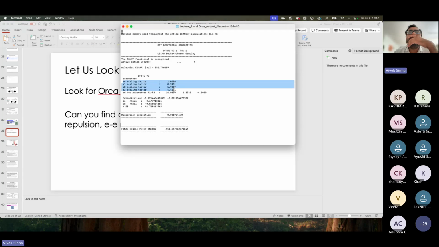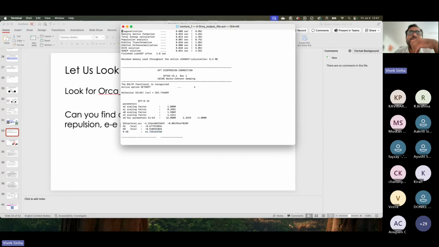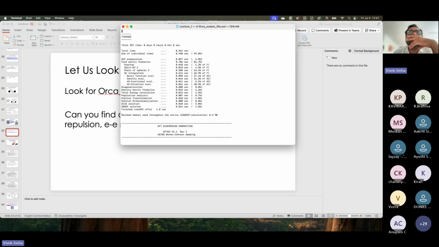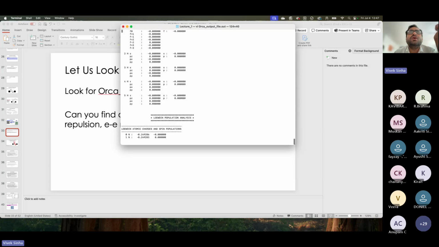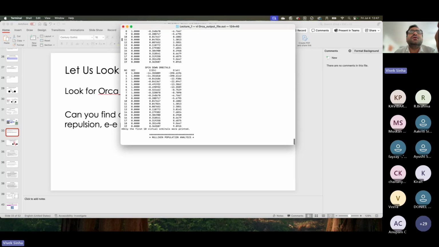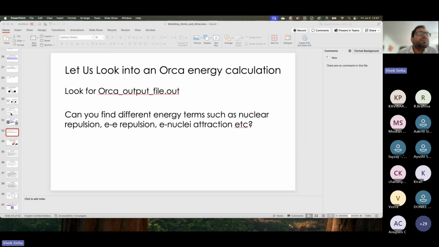So here it has the dispersion part, and it also gives you the attractive and repulsive different parts, E6, E8 kind of energy. This is the repulsive part, probably. This is the repulsive part. There is the information on timings. Then there is a lot of decomposition of what the population of all the orbitals look like. And here, this is the nuclear repulsion energy. You can make a connect of this to this part.